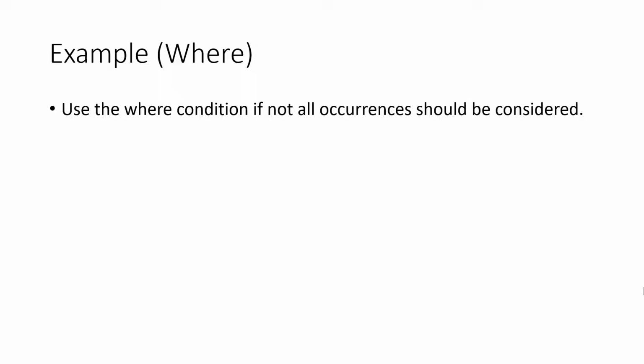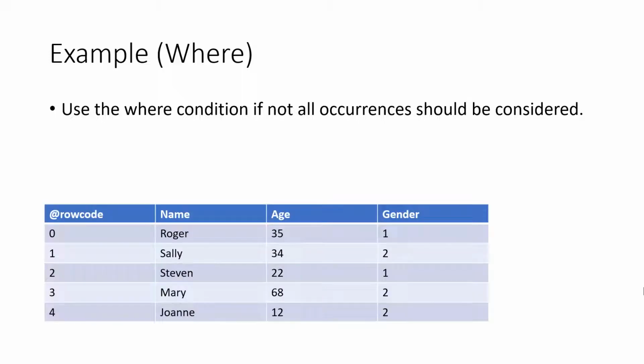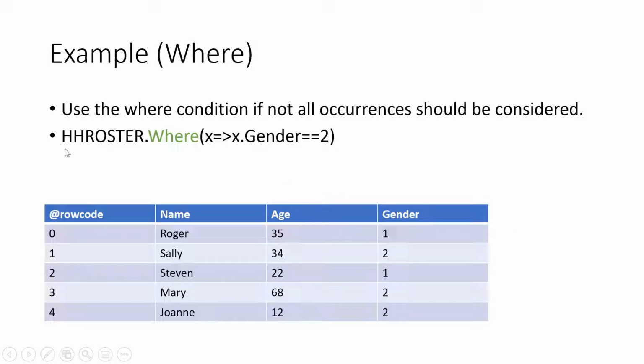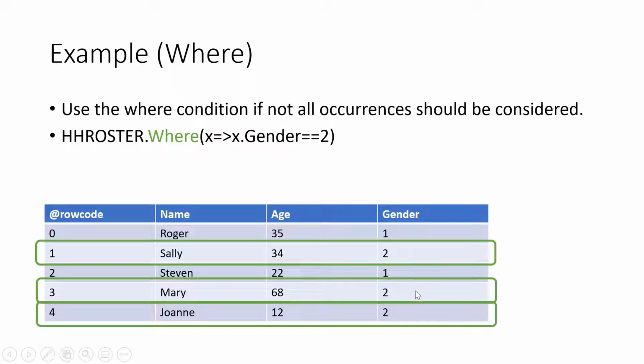So starting with our where, we use our where condition if not all the occurrences in the roster should be considered. So here's our household roster, and you can remember the problem we wanted to solve was to return the row code of the oldest female. That means that only females should be considered in our search, gender equals 2. So we'll start off with our LINQ. The name of our roster in this example is household roster. Dot where, our operator here, and then we say where gender equals 2. So we'll be only considering these three cases in our example to our search.